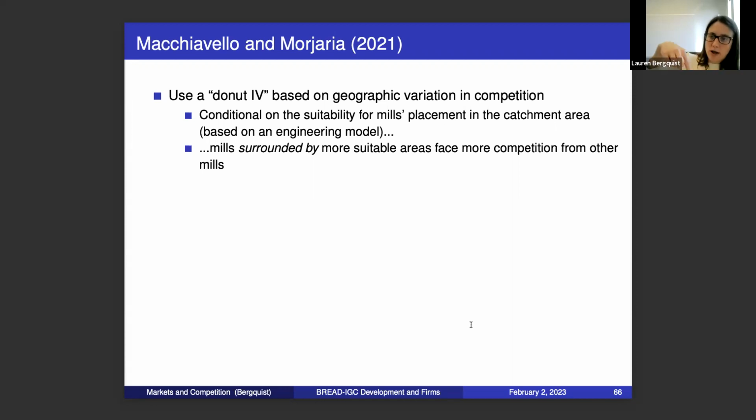And then in a donut IV, they're going to look at a radius around the mill and ask, are you surrounded by more suitable areas? The idea is you're controlling for all the factors that might affect your local supply, but you're going to get exogenous variation in how exposed you are to other mills.